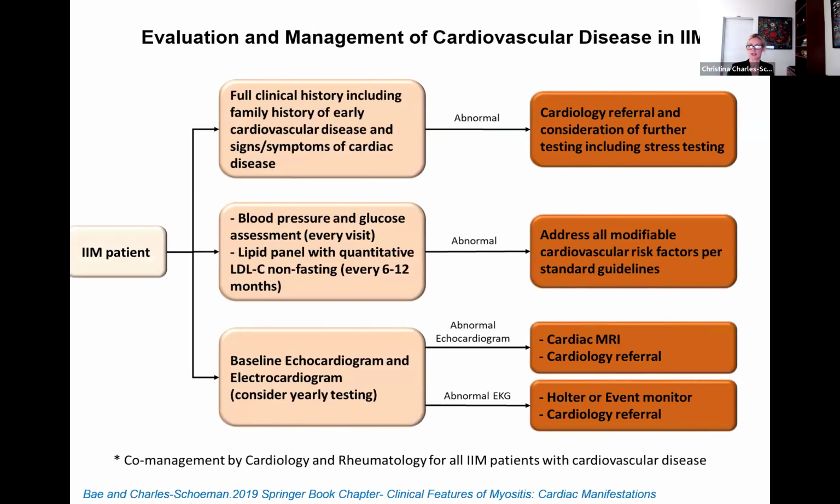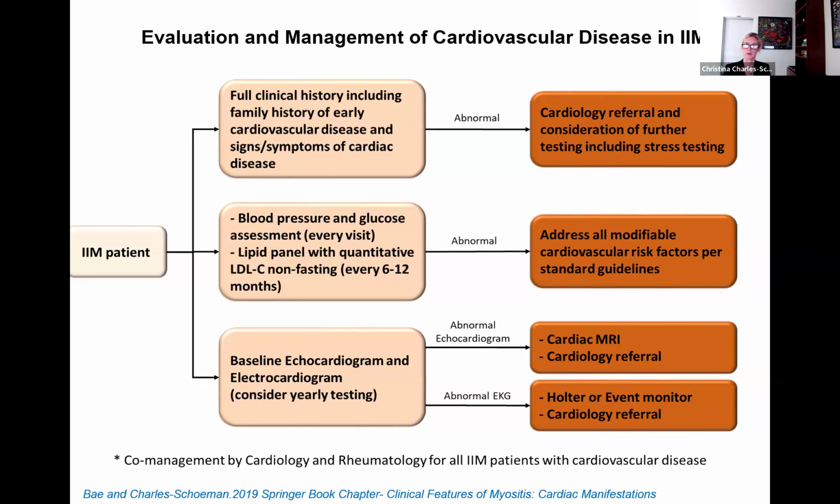So this is kind of a schema that we published, really just what I went over, starting with full clinical history. If it's abnormal, you go on to see a cardiologist, further testing, including stress testing. I found that primary doctors are very variable. I have some who are ordering these tests themselves. I have others who are just more comfortable referring to a cardiologist.